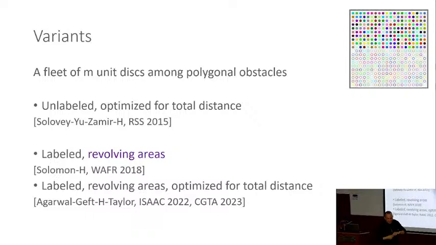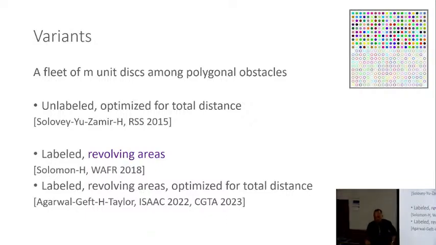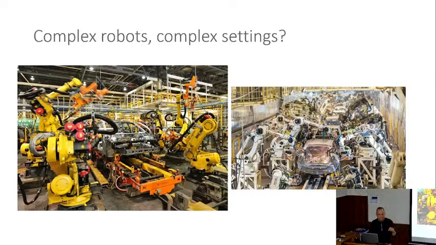Later on today, Pankaj will talk about optimization, but specifically about an idea called revolving areas. Okay, this completely relies on the shape of the robot being very simple in order to operate.